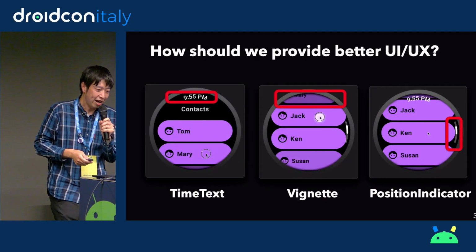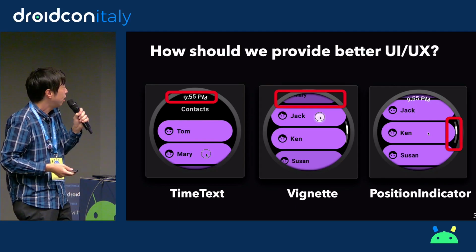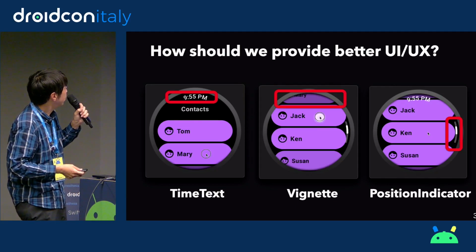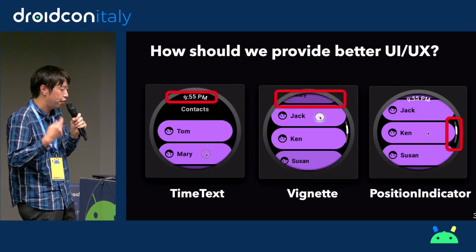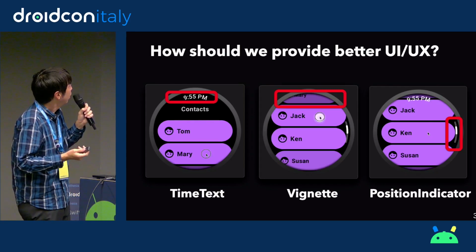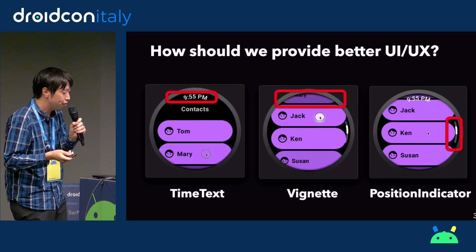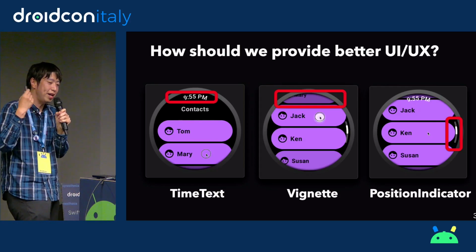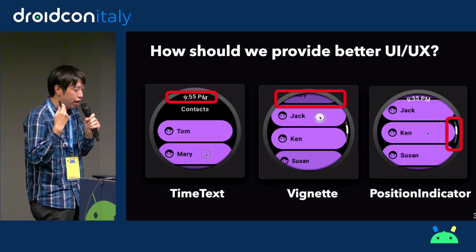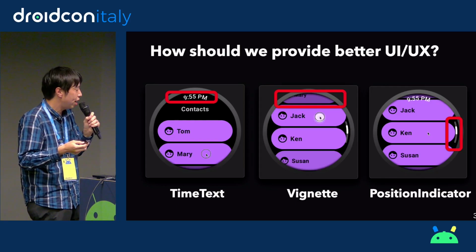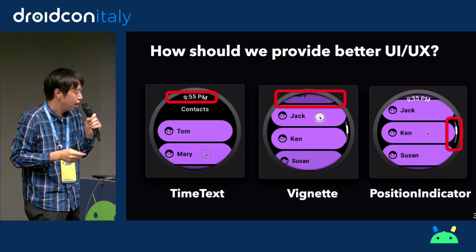Okay, here are some points to improve this screen. Here are some points like this. When we provide Wear OS apps, we are requested to show the current time, because showing the current time is a very important feature. Wear OS is a clock feature, so we have to show the current time.